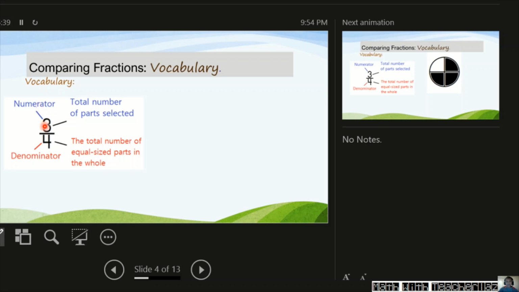top of the fraction, and this says the number of parts you selected, not the number of parts that are shaded, but the number of parts you selected. If you're interested in the shaded parts, then this 3 would be the number of shaded parts, okay? The 4 on the bottom of this fraction, 3/4, is the denominator. It tells you the total number of equal sized parts in the whole. So this tells you how many parts you cut your whole into.